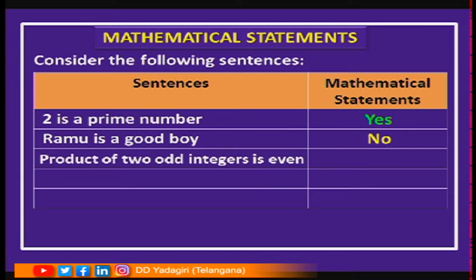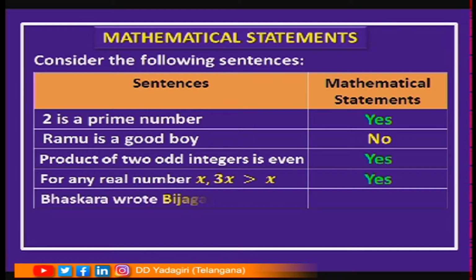Now, product of two odd integers is even. Yes, it is a mathematical statement. For any real number x, 3x is greater than x, even this is also a mathematical statement. Now, let us see the final sentence, that is Bhaskara wrote Bija Ganita book. Now, is it a mathematical statement, children? No, even this is not a mathematical statement.